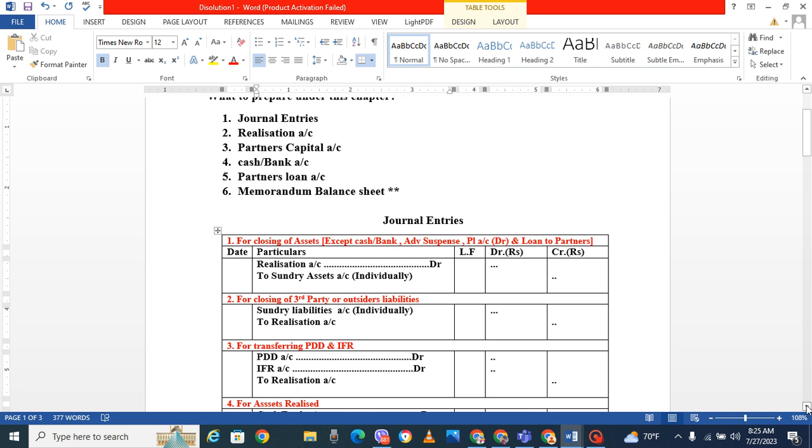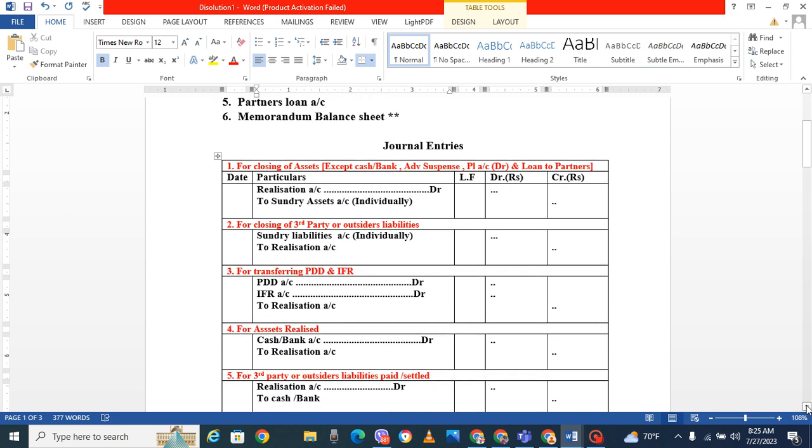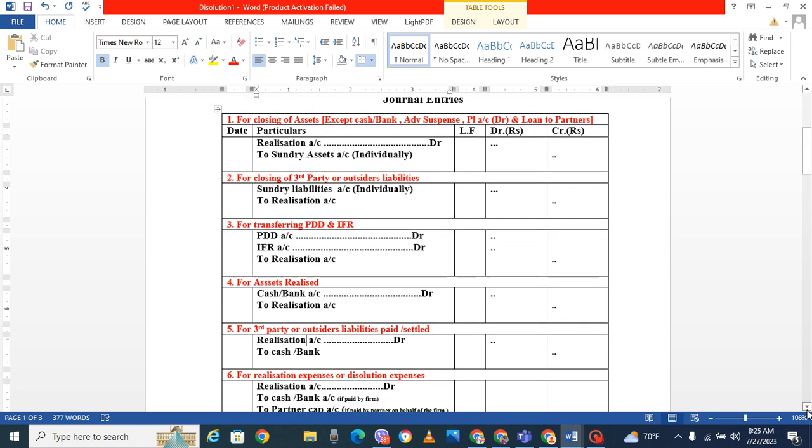The next entry is for closing third-party liability. For closing third-party or outsiders' liability, we have to debit sundry liability and credit realization account. Suppose there are creditors and bills payable, then we have to debit sundry creditors, bills payable, and credit realization account. There might also be PDD. PDD refers to provision for bad and doubtful debt, and IFR is investment fluctuation reserve. If you see these two in the questions, then debit PDD account and IFR account, and credit realization. That means PDD and IFR are to be transferred to realization account.